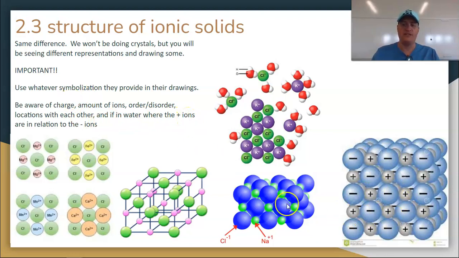So keep an eye on how these things are represented, what they look like, and make sure you read them properly. And again, if they show the actual charges provided, make sure you write those too. If they don't, you don't need to. If they just show positives and negatives, just show what they show. So match what they do, and you should be good as gold.